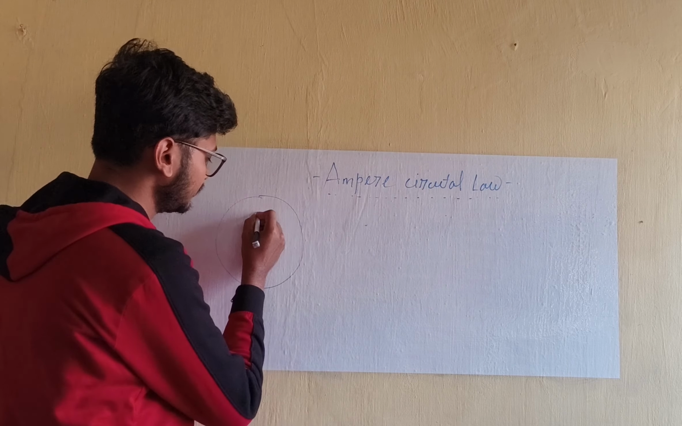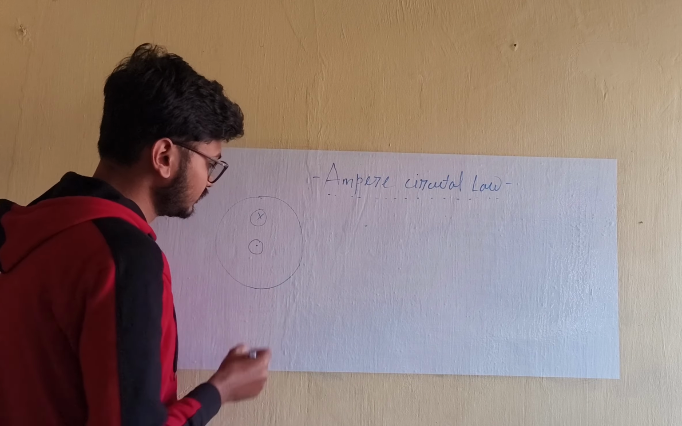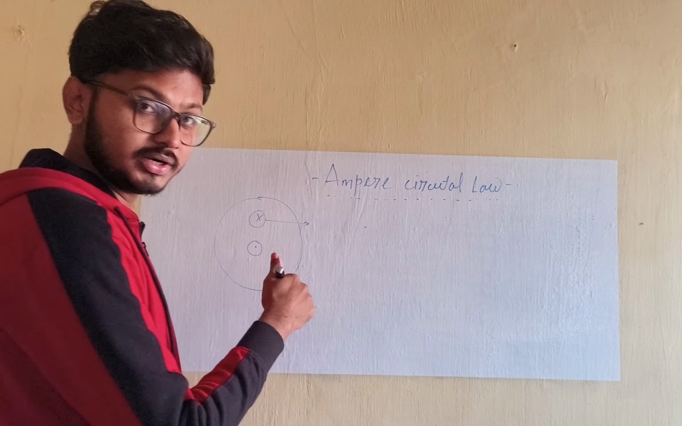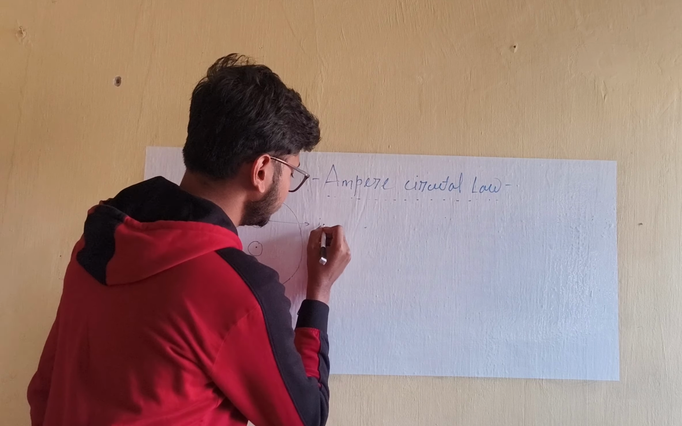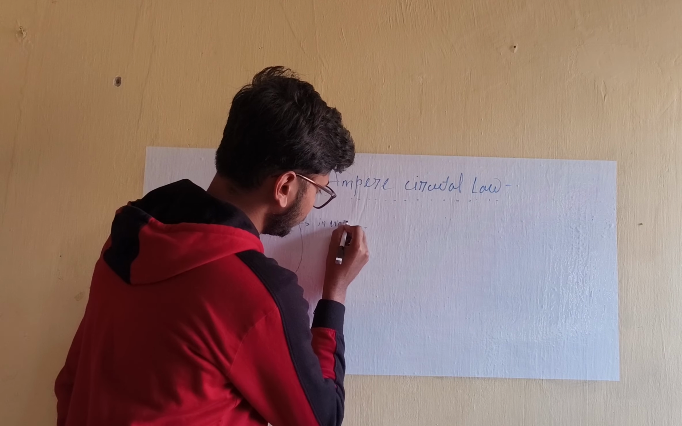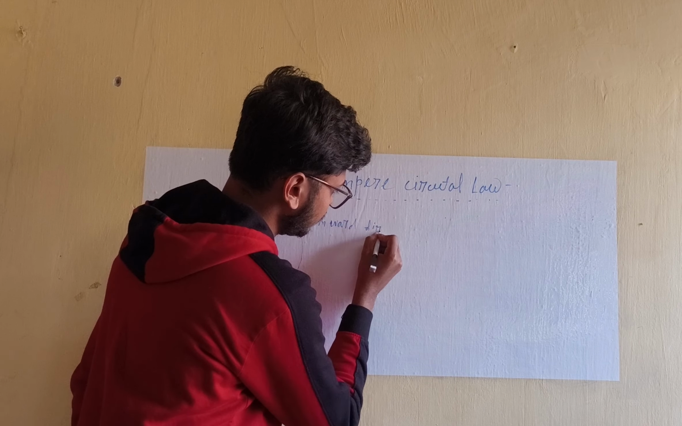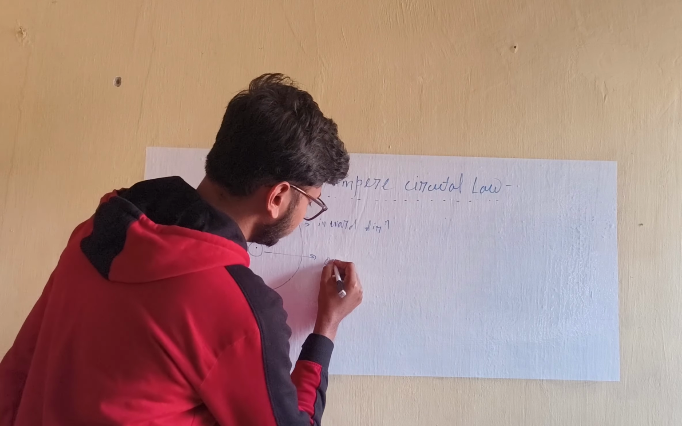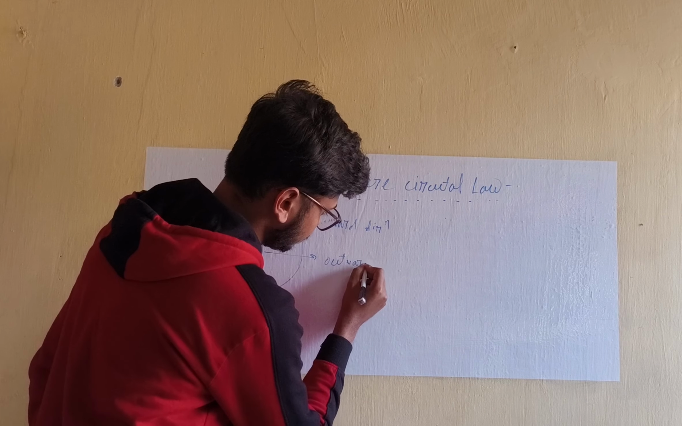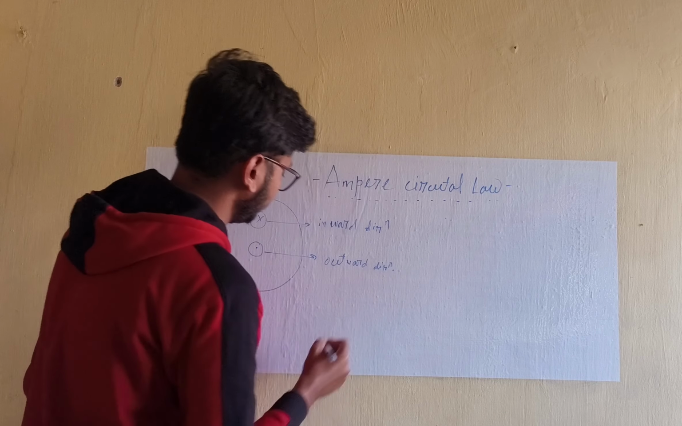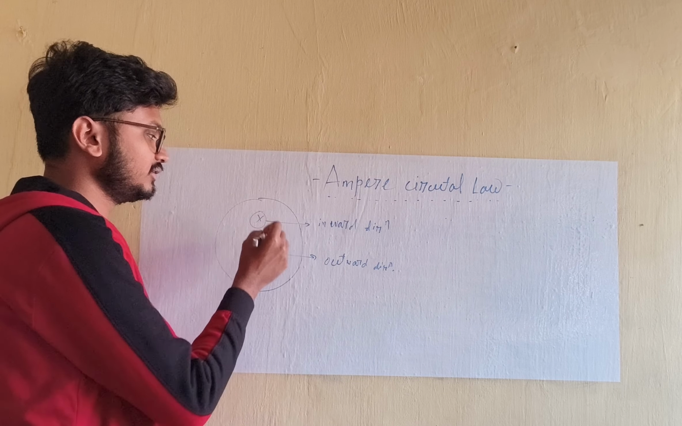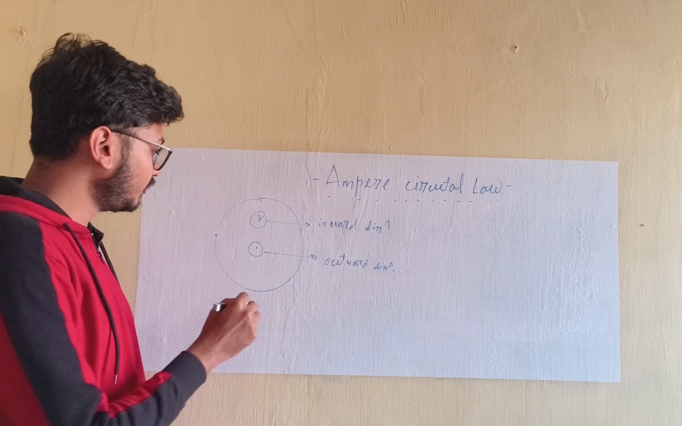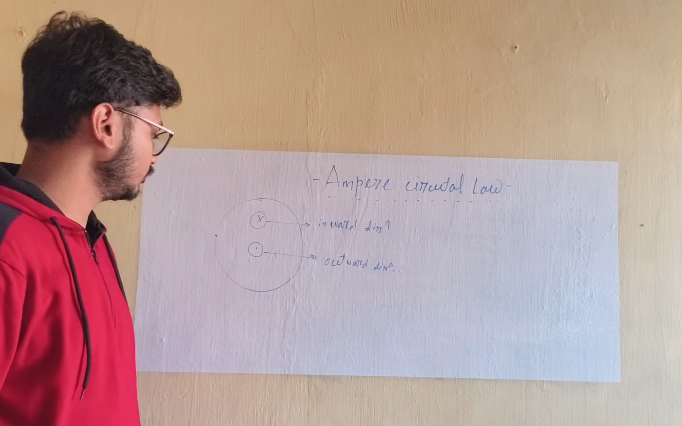passing through it like this one and this one, we know that this represents a current which is in the inward direction of the plane, and this represents an outward direction current. Then we can calculate the magnetic field at any point in the loop for that current which is passing through that loop.